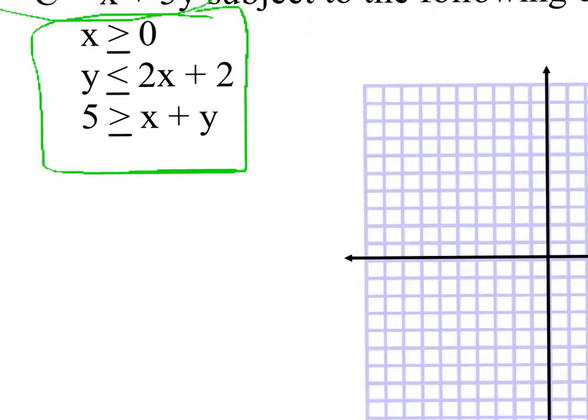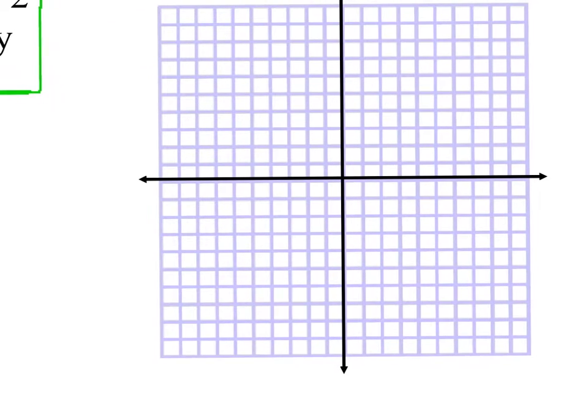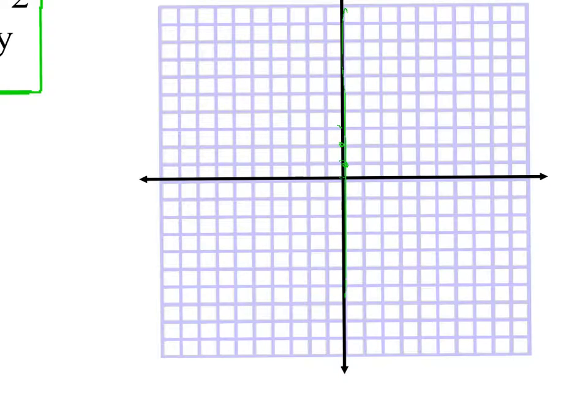So we start with x is greater than or equal to 0. And so I go to the x-axis and I pick points where x is 0, so that's basically the y-axis. And so I draw my line going down the y-axis, and it's going to be shaded to the right.